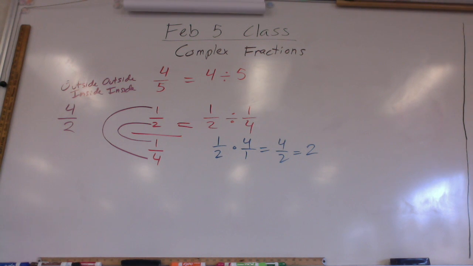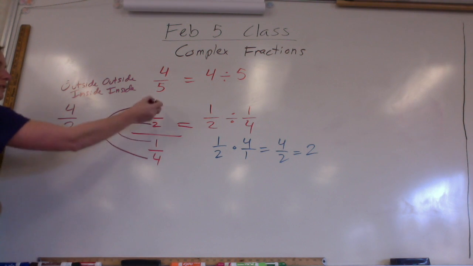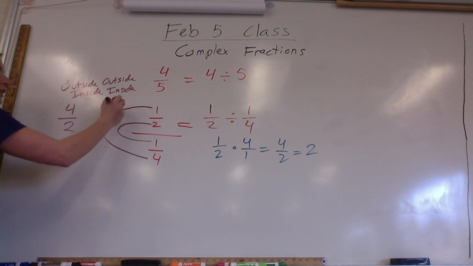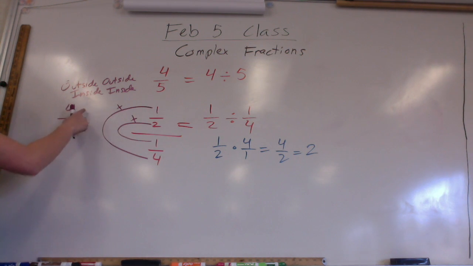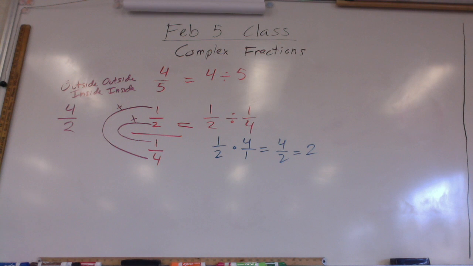Wait, what do you mean outside? These are on the outside, these are on the inside, and you're going to multiply them. So 1 times the 4 gives us the top. 2 times the 1 gives us the 2. And then you can reduce and all that junk.